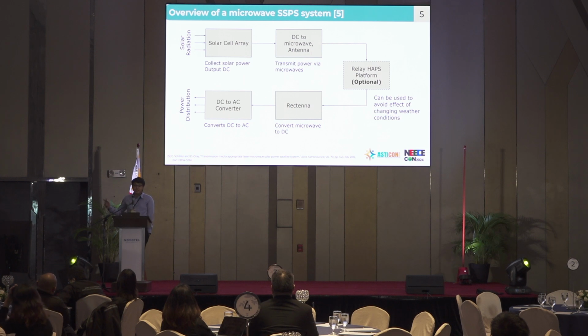Okay, so this is an overview of its different subsystems, and what I want to focus on here is the DC to microwave block and the rectenna block, at least the interface between them. How do we transfer power from a long distance? Okay, so just a review.